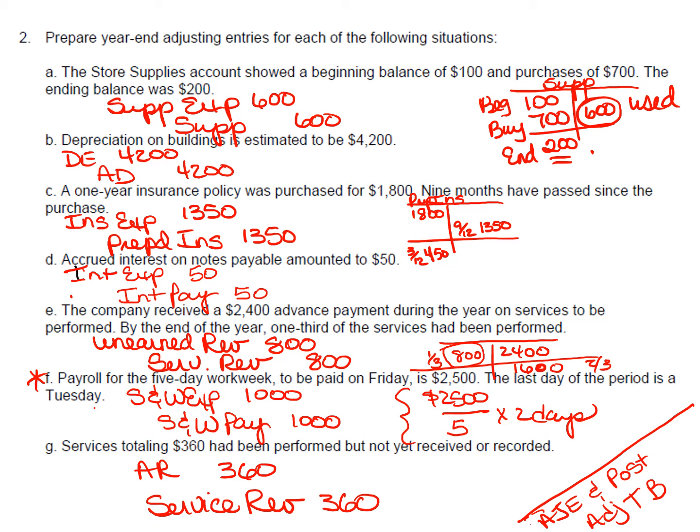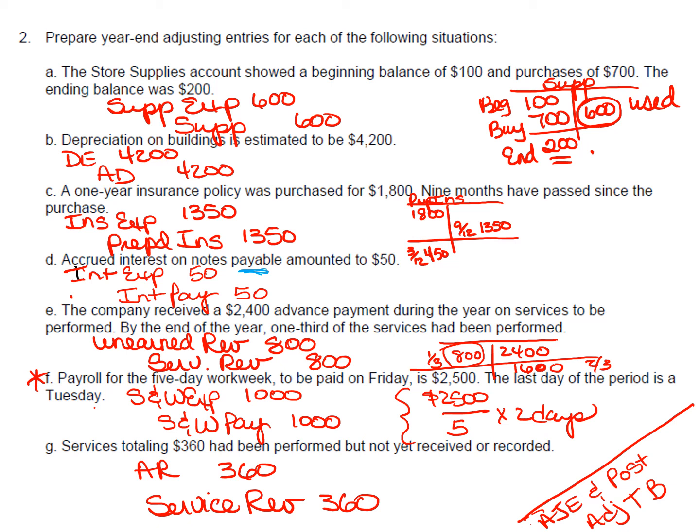Accrued interest on notes payable, they computed the interest for you. It's $50. Since it's a note payable, that means we owe the money, so it's going to be debit interest expense, credit interest payable, $50. Expense it now, pay it later.